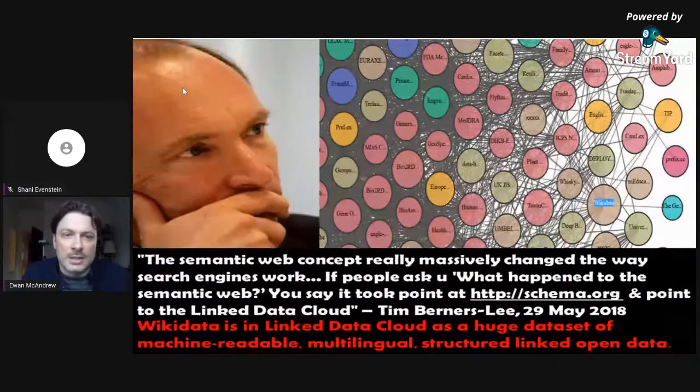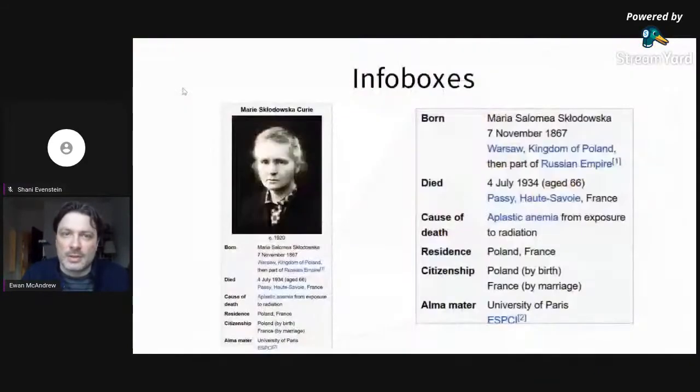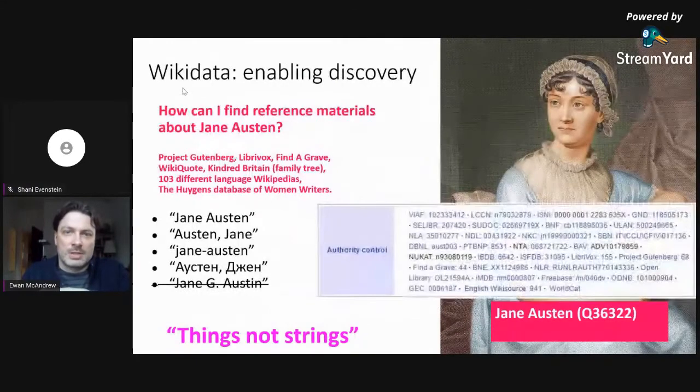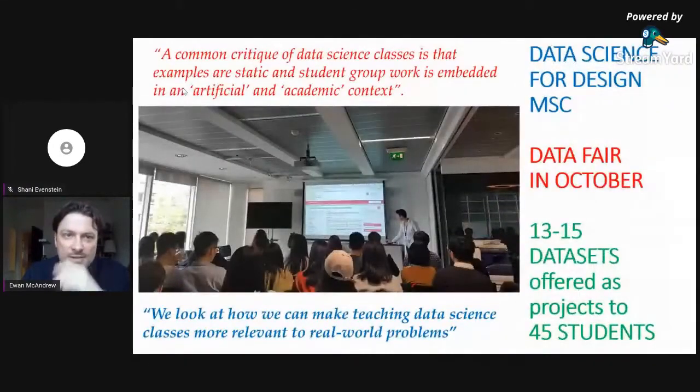I'm just going to move on. And then, yeah, hold on, skip. Here's what the data fair looked like, and 13 to 15 data sets. And this is what the course leader said. A common critique of data science classes said that the examples they were working with were artificial, and they wanted to teach data science in a much more relevant real-world way.